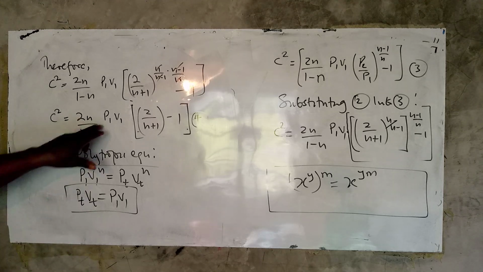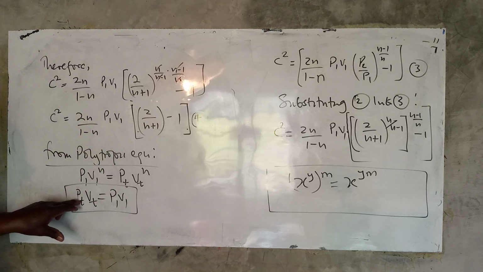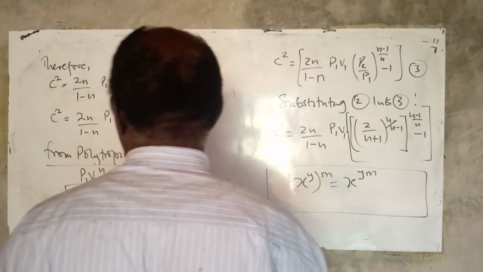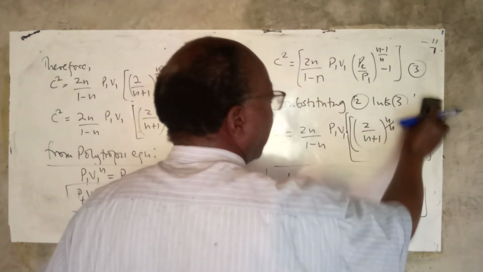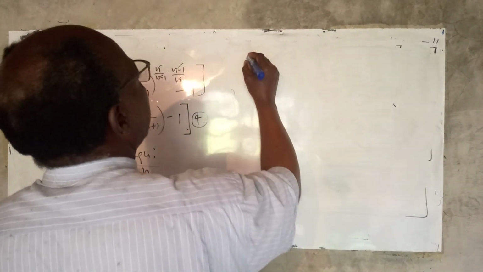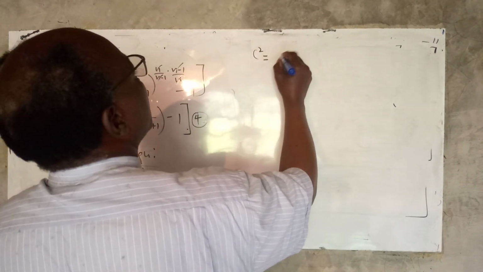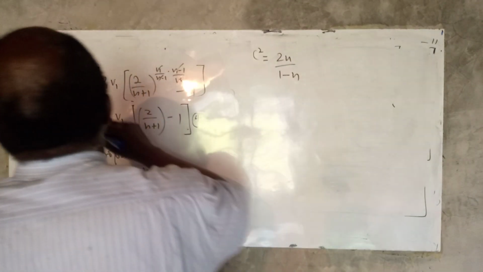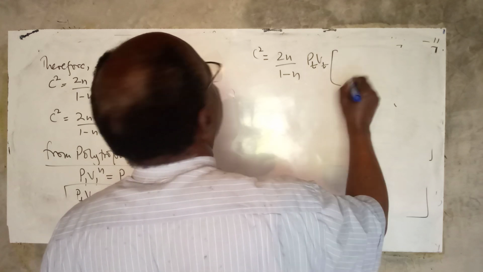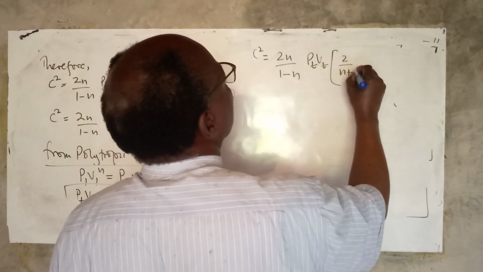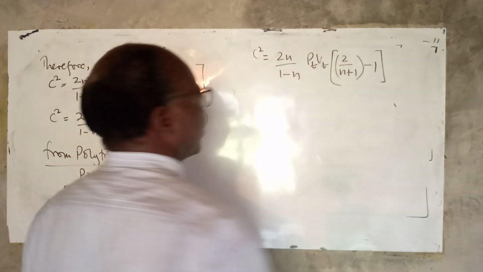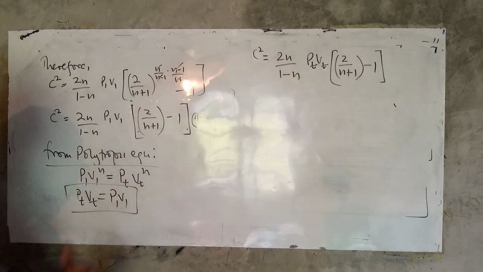And so in place of P1, V1, we can have Pt, Vt based on that polytropic expression there. So let's work with that one now. From the polytropic equation, C2 squared is 2n over 1 minus n into Pt, Vt into 2 over n plus 1 minus 1. And so we are making progress. We are making a lot of progress.